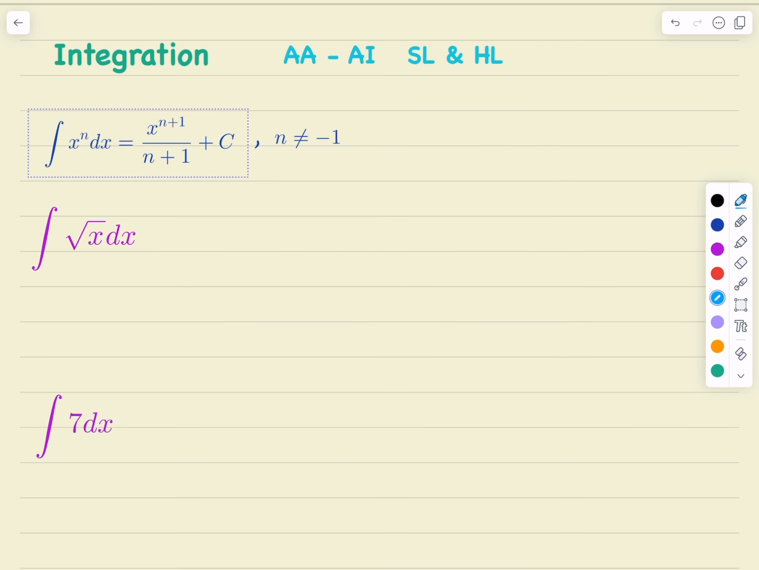Here we have integral of square root of x. As we know, any square root can be expressed as power of half. So here we can write it in the power form like this. Now to integrate, we will add 1 to this power of half. Half plus 1 would be 3 over 2. And then we will divide by the same new power, 3 over 2, then we have plus c.